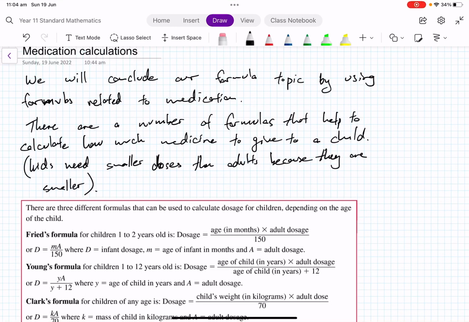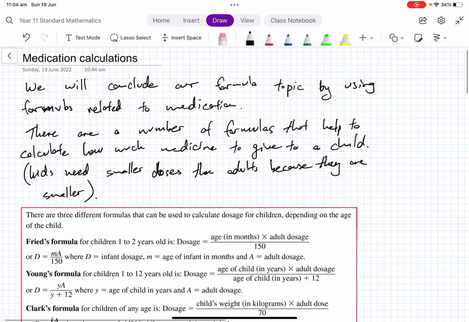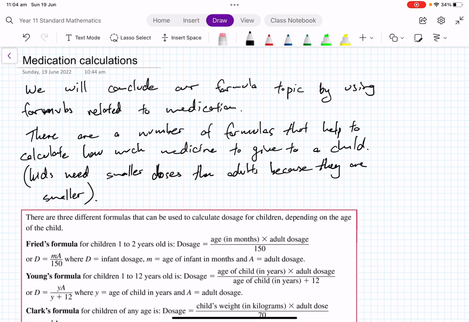Hi, Year 11. I am still at home, but you are hopefully in school on this Monday, and we're going to continue with our formula use.